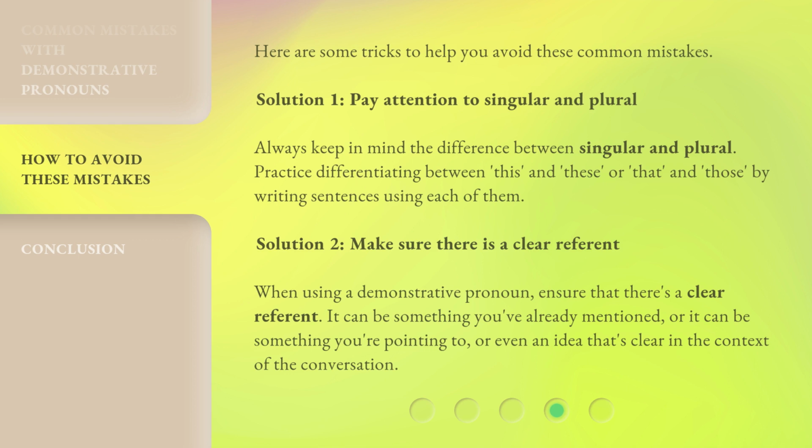Solution 2. Make sure there is a clear referent. When using a demonstrative pronoun, ensure that there's a clear referent. It can be something you've already mentioned, or it can be something you're pointing to, or even an idea that's clear in the context of the conversation.